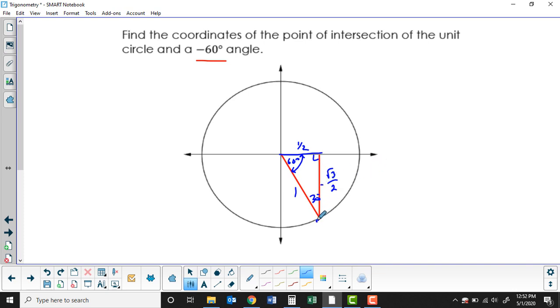So the coordinates of this point right here, which is what they're asking us, find the coordinates of the point of intersection of the unit circle and the negative 60-degree angle, is going to be 1/2, comma, negative square root of 3 over 2. And that is our answer.